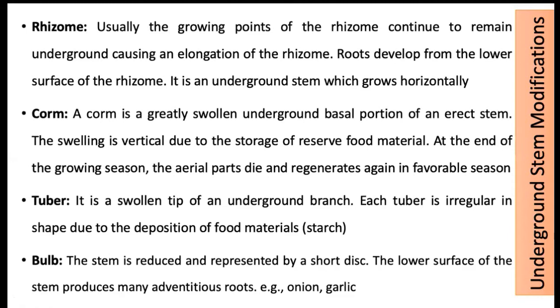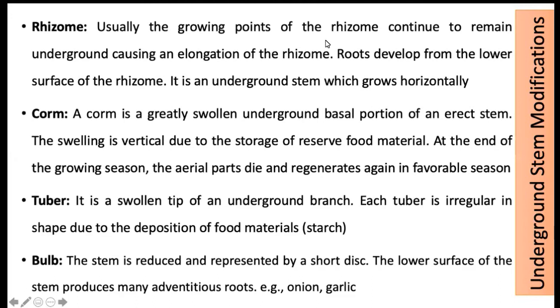And the last one is bulb. At first we had rhizome, which grows horizontally to the ground. Then we have corm, which grows vertical to the ground. Then we have tuber, which has no definite shape or definite direction. It can go horizontal or vertical, whatever it is. It can be very irregular, but it has to be the tip of the stem. These three are the rhizome, corm, and tuber. And the last one is bulb.